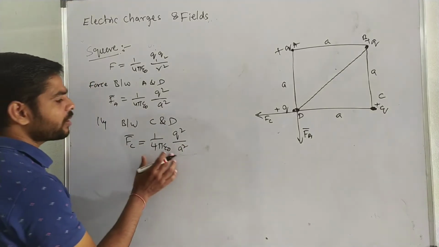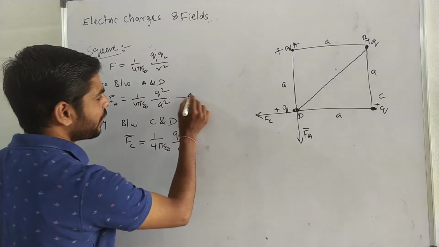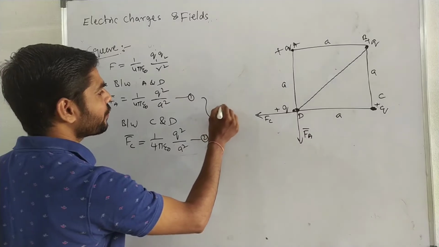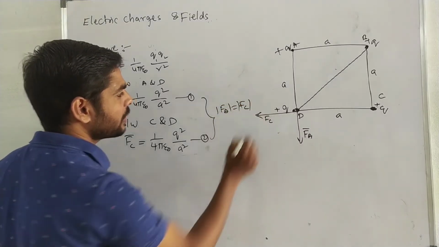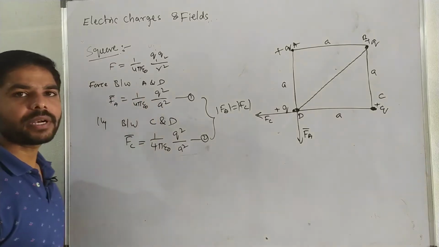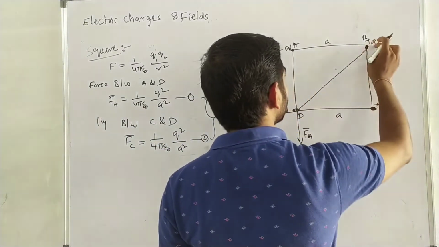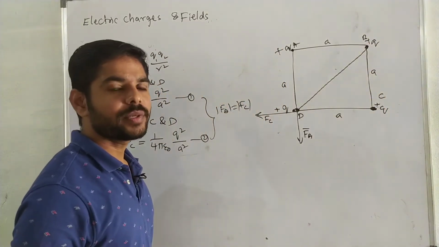And we have to calculate the magnitudes of these two forces, which are the same, assuming again A and B: the mod of Fa is equal to the mod of Fc. The magnitudes are the same. And coming to this, what is the resultant force between B and D?